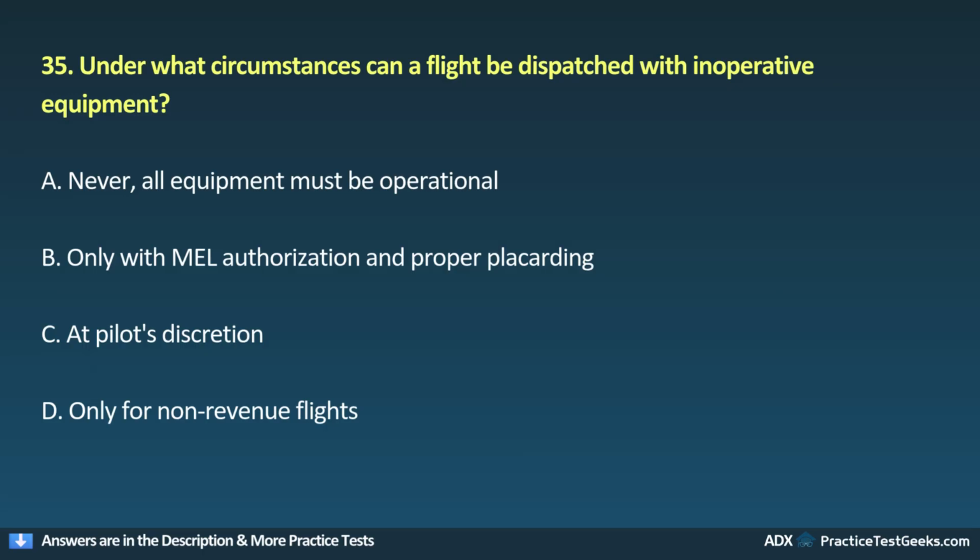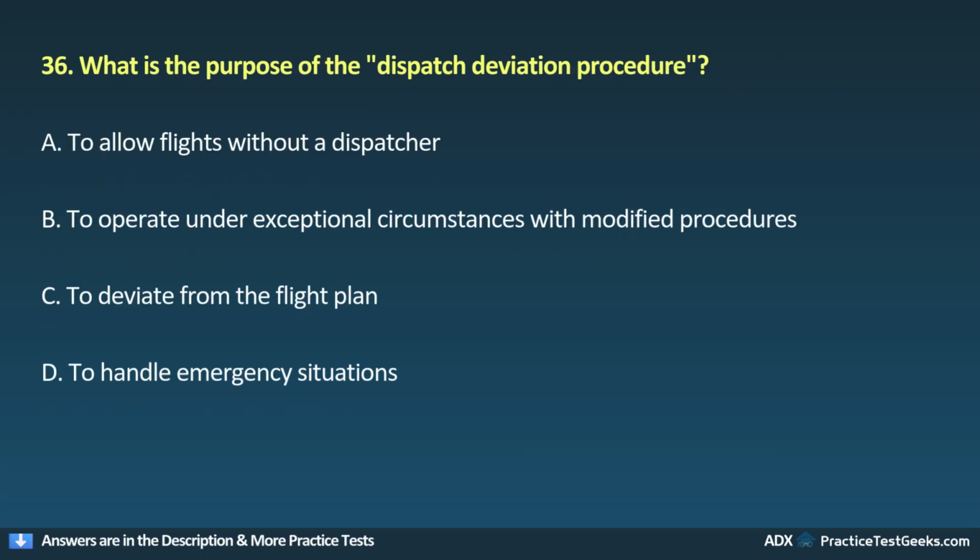35. Under what circumstances can a flight be dispatched with inoperative equipment? A. Never. All equipment must be operational. B. Only with MEL authorization and proper placarding. C. At pilot's discretion. D. Only for non-revenue flights.